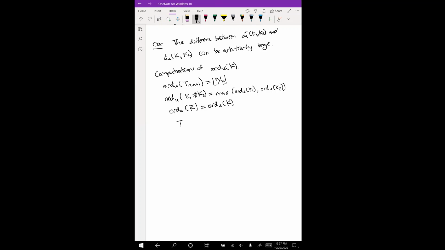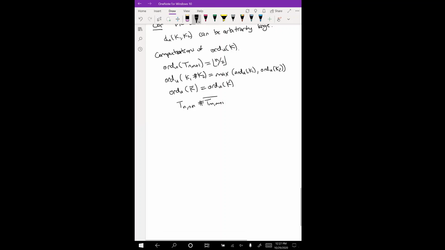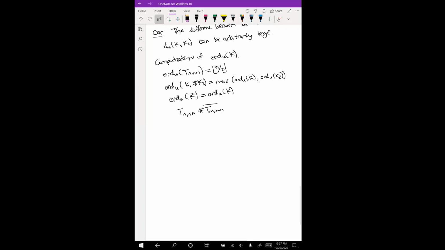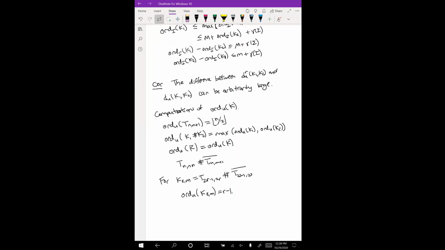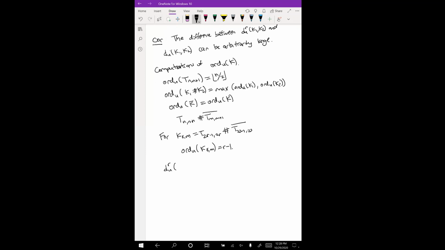So we can compute the torsion order of knots that are connected sums of things like this, and in particular, we find that for a knot K_{γ,M}, which is given by this connected sum, its torsion order is R-1. Then in this case you can show that the refined cobordism distance from K_{γ,M} to the unknot is actually just equal to R-1. It's this torsion order.